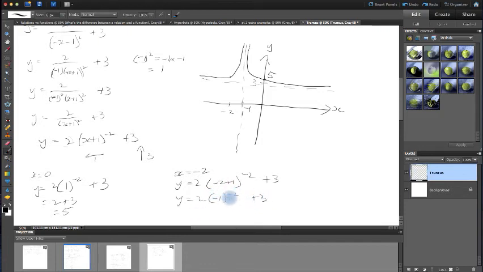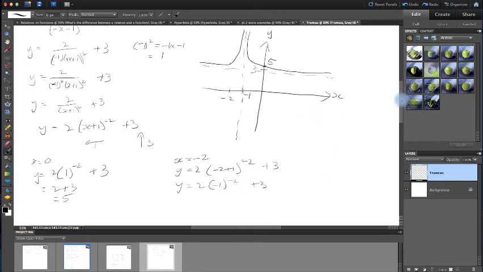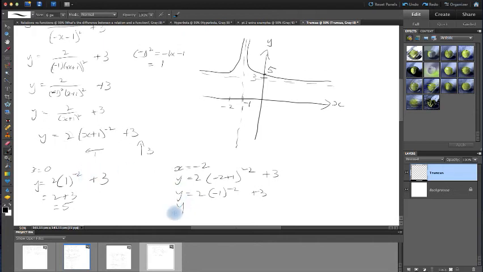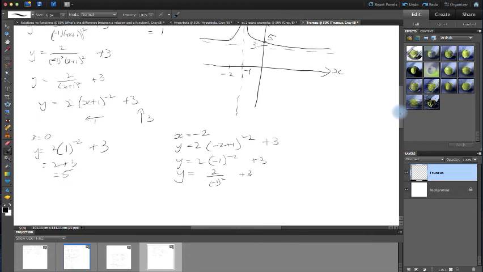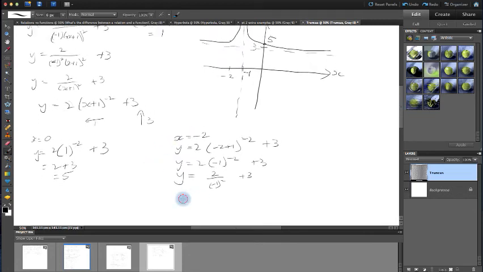Now what's happening here is a bit easier to see if I write it in the other form. So let me show you what it looks like. It's 2 over -1 squared plus 3. Now, -1 squared is -1 times -1, which is, of course, 1. So here we have y equals 2 plus 3, and that equals 5. So this point here is -2, 5.